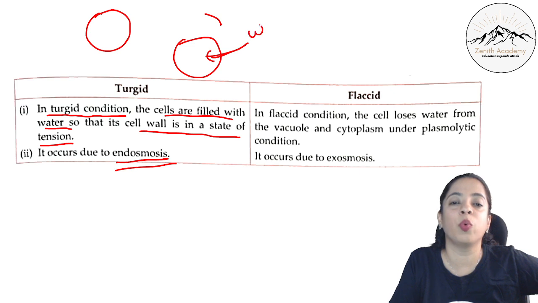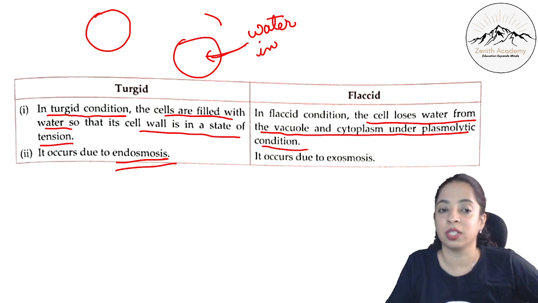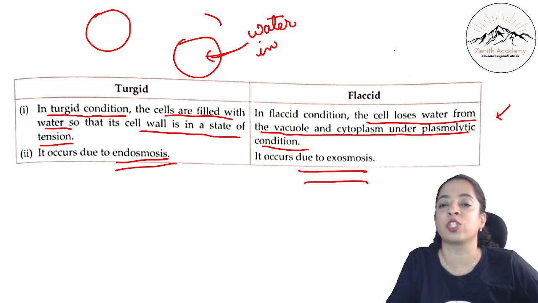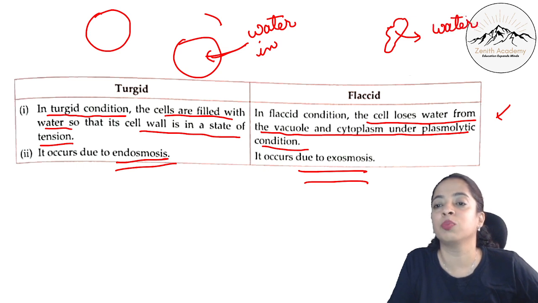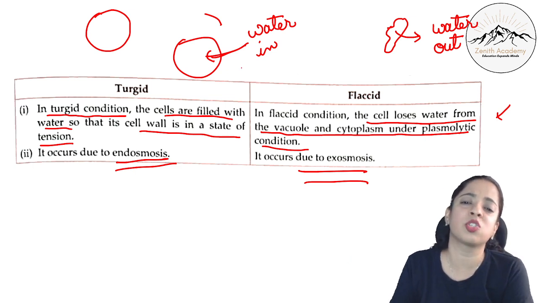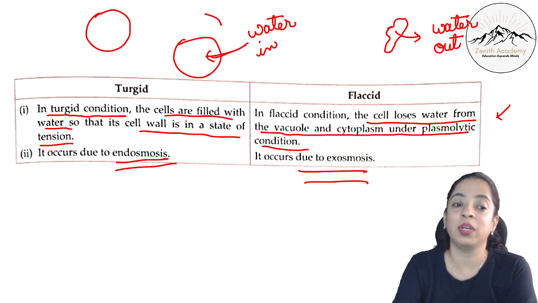Endo means water is moving in, whereas in flaccid condition what happens? The cell loses water from the vacuole and the cytoplasm under plasmolytic condition. So plasmolysis happens and the cells lose water from the vacuoles and the cytoplasm, and it occurs due to exosmosis. So it is in the shrunken state, the water moves out. So water is moving out, that is a flaccid condition. If time permits, you can draw such rough diagrams as well to show the examiner that you know the concept really well, but it will be after writing this.